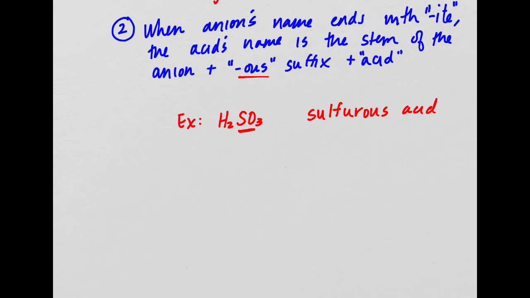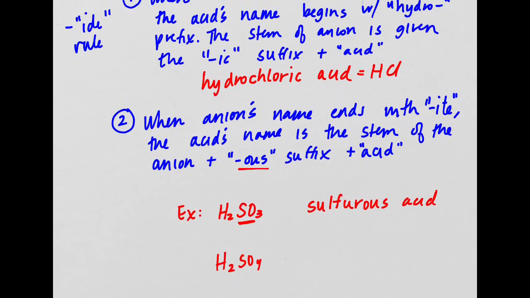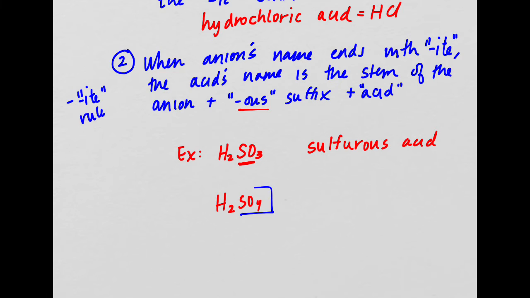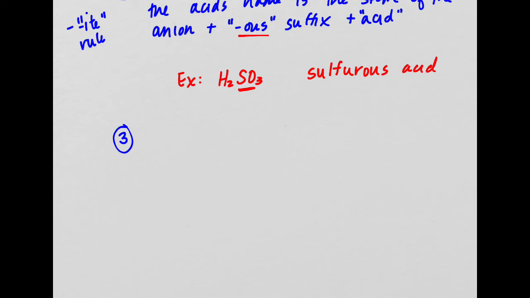All right, so if we look at H2SO4, this is the last situation that we're going to have here, because we have our ide ending rule, our ite ending rule, and now we need to look at our ate ending rule. So this is sulfate. So now we have a third and final rule in order to name these acids ending with ate. Like I said, we're going to go over a lot of examples in a second, but let's lay down the third rule here.